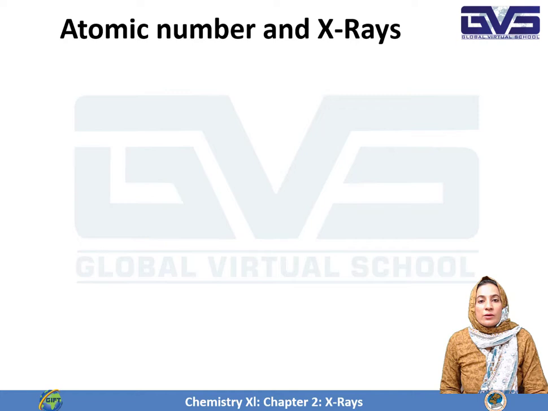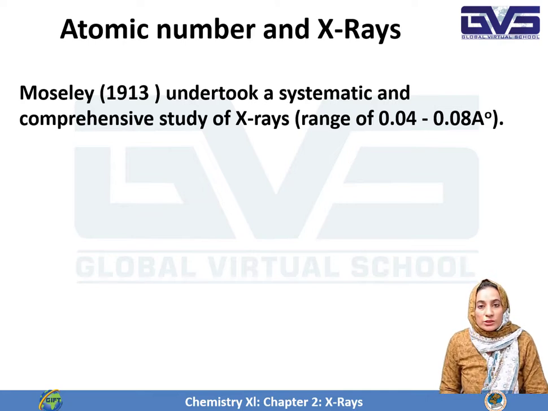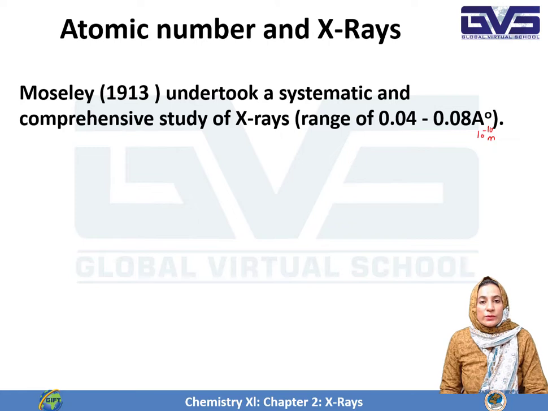And the X-rays are very related to the atomic number of the elements. This was understood by Moseley. Moseley in 1913 undertook a systematic and comprehensive study of X-rays. He studied in a regular manner and with a deep understanding the X-rays of different wavelength, from 0.04 angstrom to 0.08 angstrom. 1 angstrom is 10 raised to the power minus 10 meter. So this is very short wavelength.